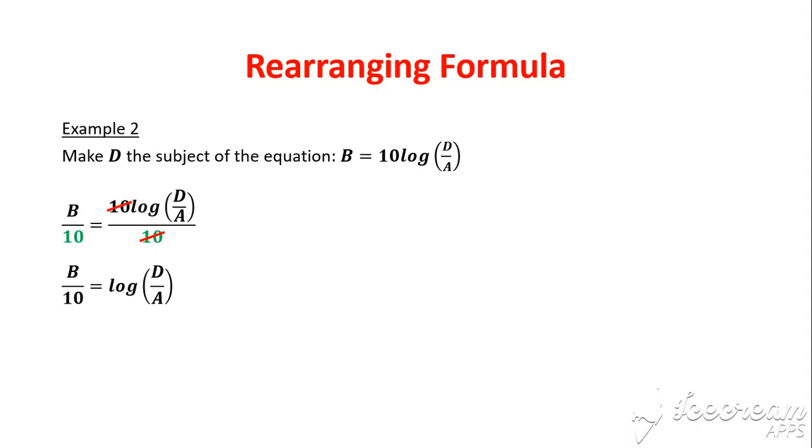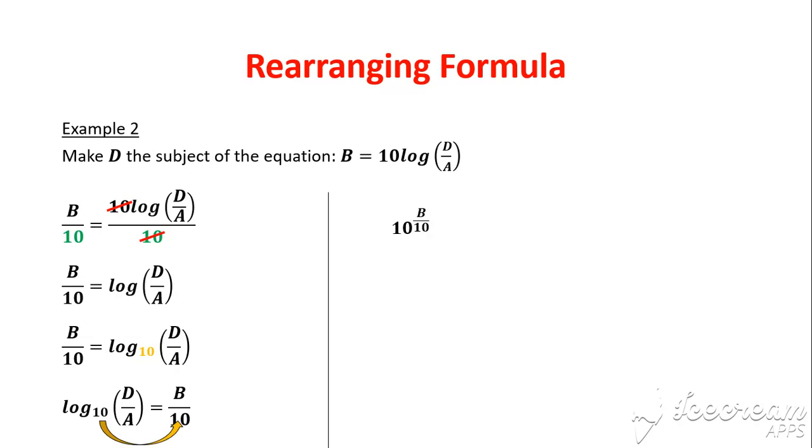Now, whenever I write the word log, remember, please, we're working in base 10. We just need to write log, and everybody knows we're in base 10. So, B divided by 10 is equal to log in base 10 of D over A. Now, I'm just going to flip those two around quickly. I'm just going to write the log base 10 of D over A equal to B divided by 10. So, I've got my log bit first.